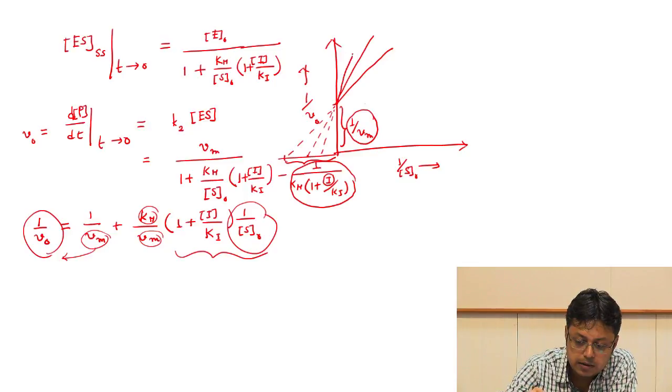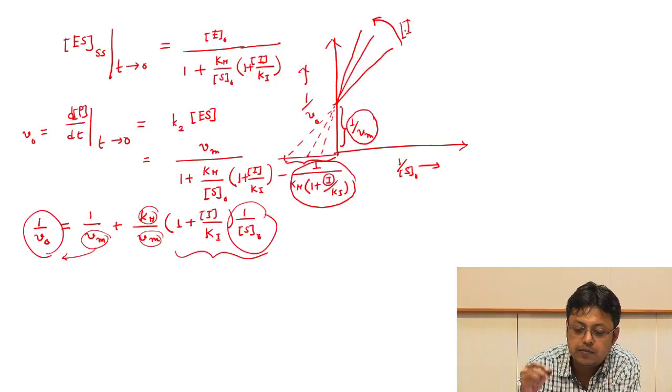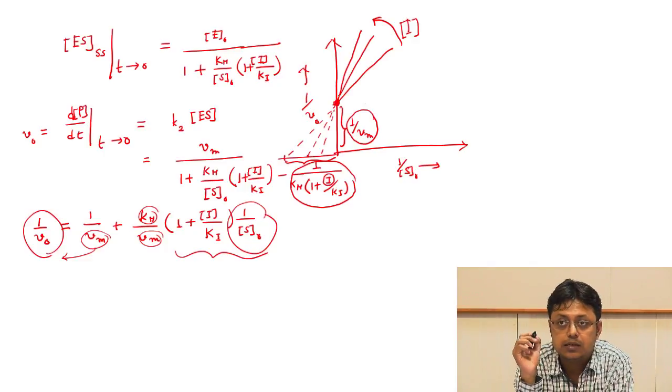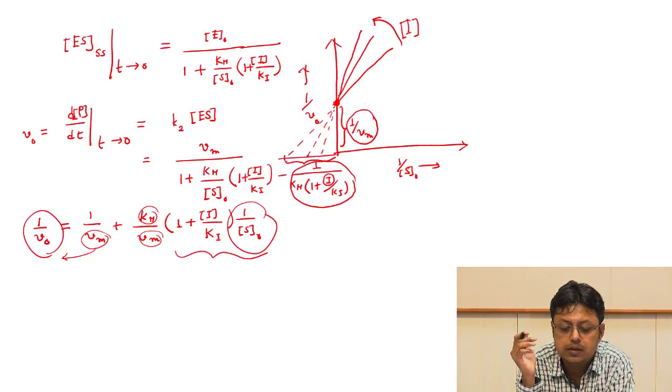So by increasing the concentration of the inhibitor, we'll see a family of lines, but they will all cut the y-axis at the same point. So the y-axis intercept will be the same if we vary the inhibitor concentration, and if we see this, we conclude that it is a competitive inhibition pathway.